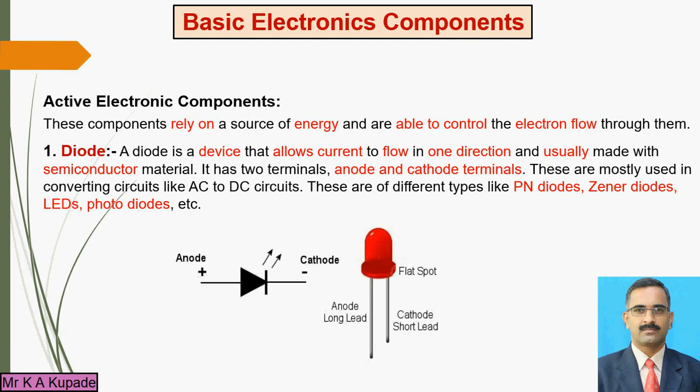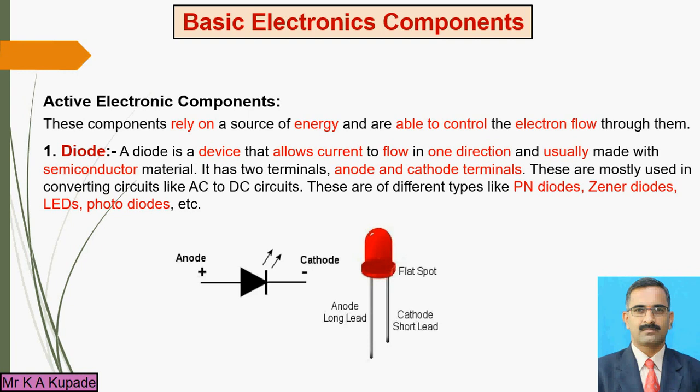If you consider the LED, it is the light emitting diode, right? It converts electrical energy into light. Like this, there are different types of diodes. So PN junction diode is there, Zener diode is there, LED is there, photodiode is there. These are some of the types of diode.